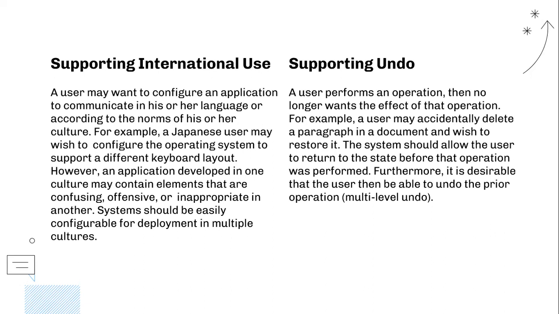Lastly, is supporting undo. A user performs an operation and no longer wants the effect of that operation. For example, a user may accidentally delete a paragraph in a document and wish to restore it. The system should allow the user to return to the state before that operation was performed. Furthermore, it is desirable that the user then be able to undo the prior operation.